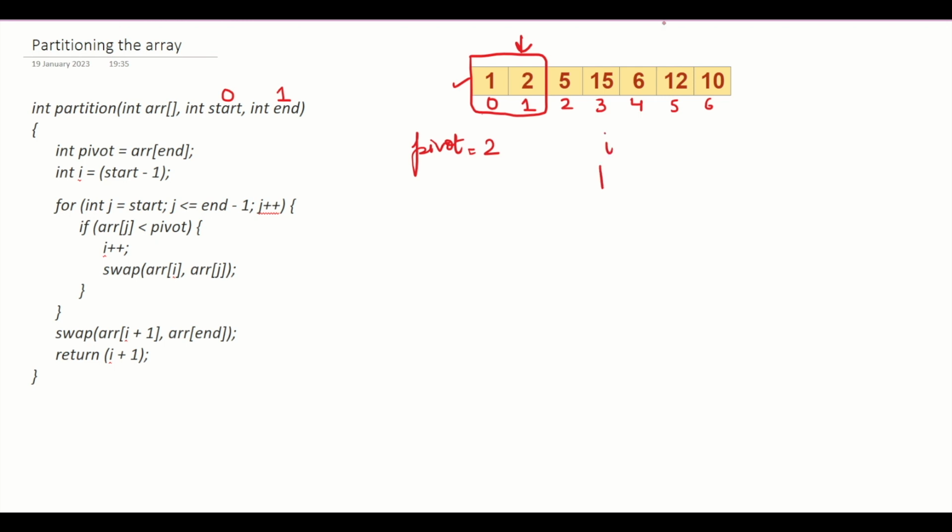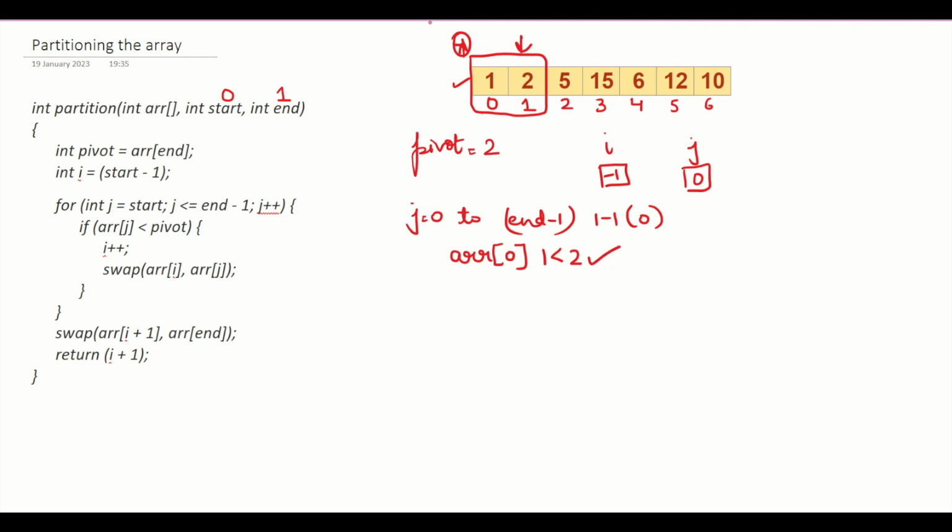Here I maintain variable I and it will be initialized with -1, start -1. And this is my variable j, the loop counter initialized with 0. Now j here will run from 0 to n minus 1. The value of n that we have is 1. So 1 minus 1, that means j will run only once. Now here we are going to compare if ARR of 0. Now ARR of 0 that we can see here is 1. So we will be comparing 1 with the pivot element which is 2. The condition here becomes true. We increment the value of I, making it 0 and we are swapping ARR of 0 with itself.